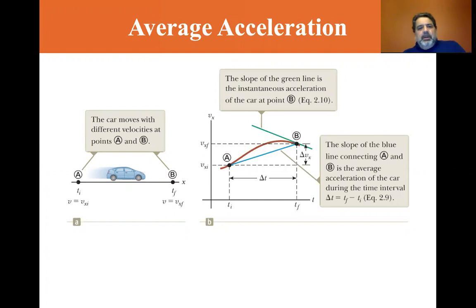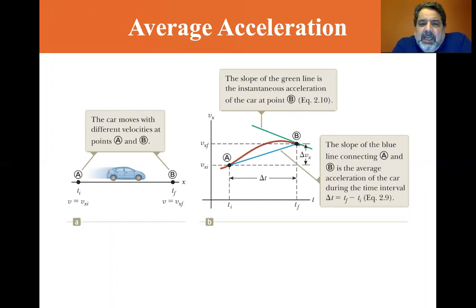acceleration. So if we look at the diagram, we see that a car moves with different velocities at points A and B. And we experience it all the time. You're at a stoplight, the light turns green, you're at 0 meters per second when you start, and then all of a sudden you're at 5 meters per second at point B. So a car moves with different velocities at points A and B.